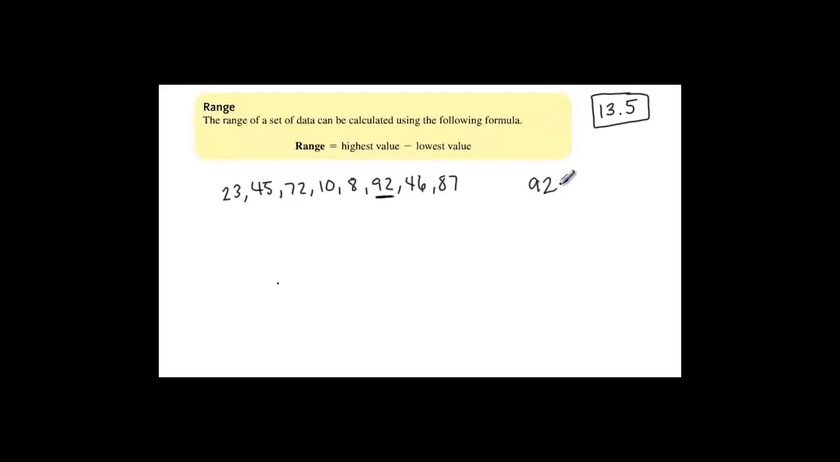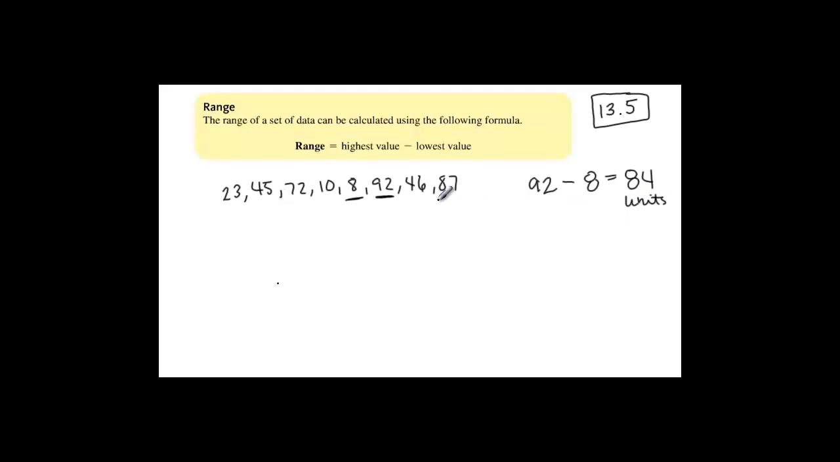So we'll take 92 minus the lowest value of the data set, which is 8. And 92 minus 8 is going to give me 84. This one we aren't given any units, so I'm going to just describe that as 84 units. If this had been milligrams or ages in years, we would include those units in our range.